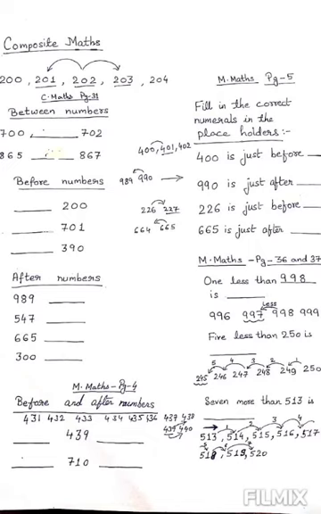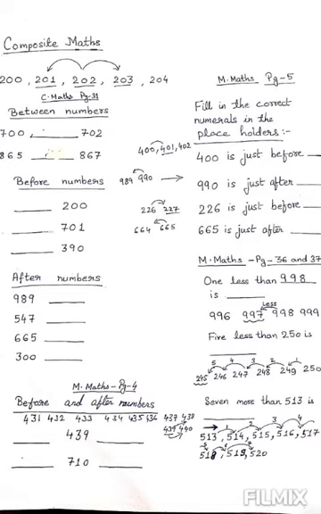So 201 comes before 202, 203 comes after 202. At the same time, we learn that 202 comes in between 201 and 203. So in this process, we will solve page number 31.